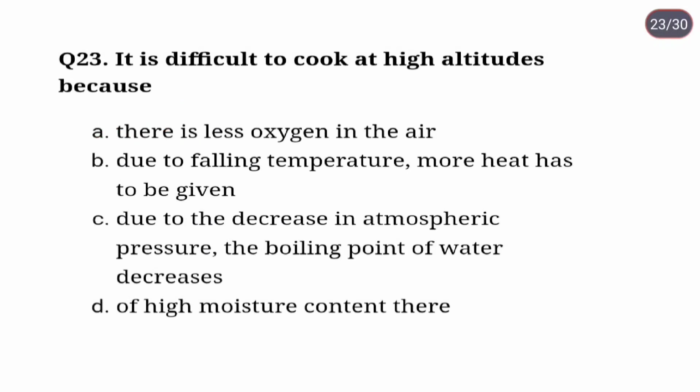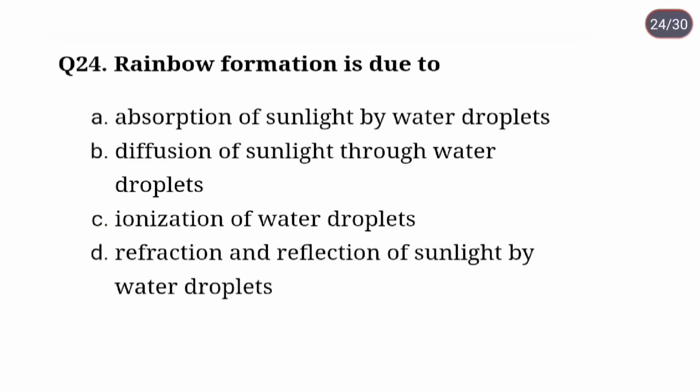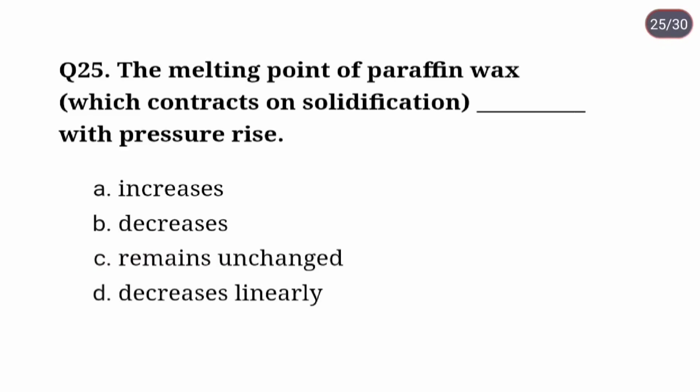It is difficult to cook at high altitudes because due to decrease in atmospheric pressure and boiling point of water decreases. Rainbow formation is due to refraction and reflection of sunlight by water droplets. The melting point of paraffin wax increases with pressure rise.